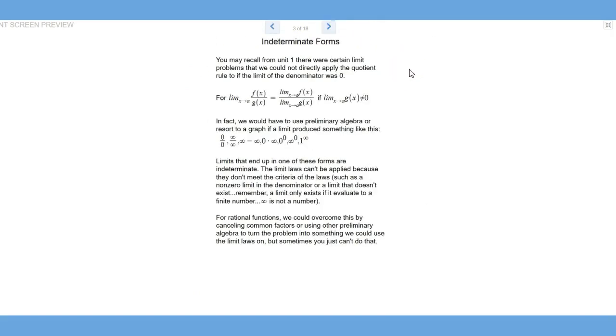This rule called L'Hopital's rule is used on limits that are called indeterminate. There are certain limits that we couldn't find because we couldn't apply the limit laws that we'd learned. For example, the quotient rule: if the limit in the denominator is 0, we cannot apply the quotient rule. And there are some other results that are called indeterminate because it either leads to an ambiguous case or we're not sure just how to handle it.